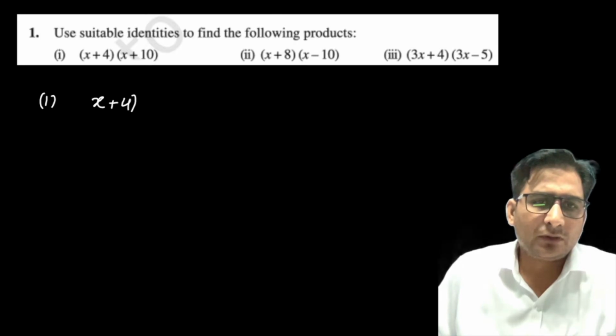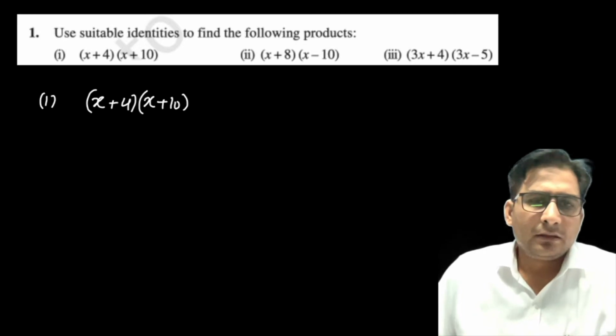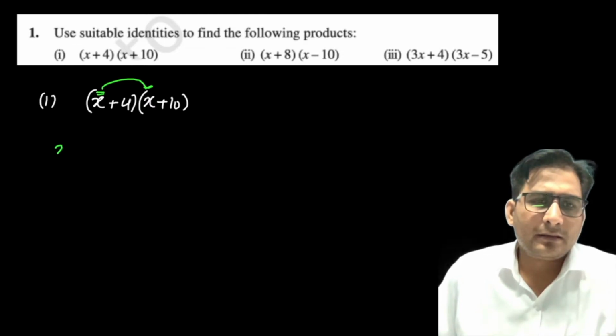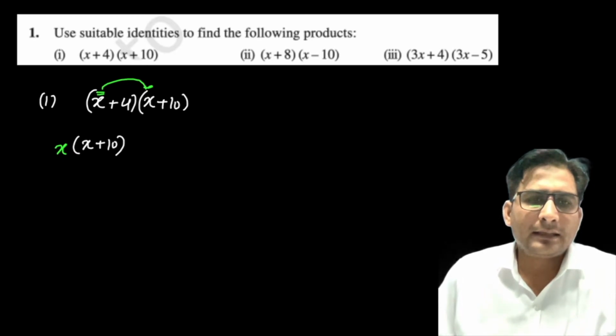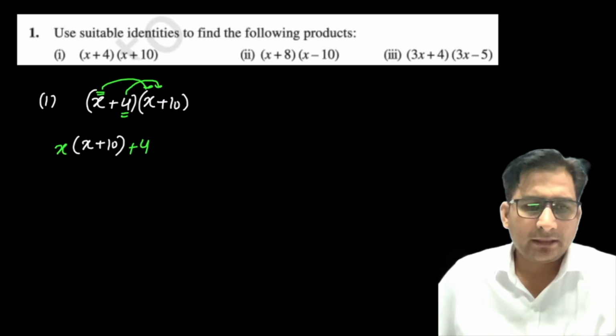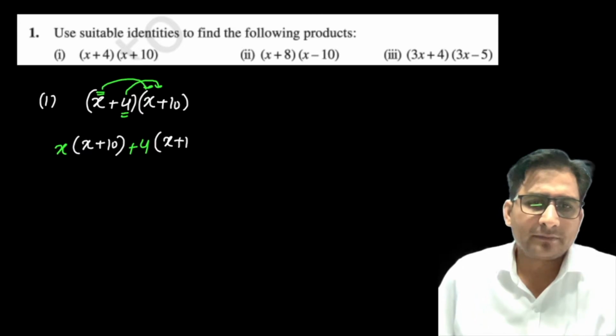The first part is x plus 4, x plus 10. So it can be solved directly. This x can be multiplied with this total bracket, right? So x multiplied with this total bracket can be written as x plus 10 like this. Then in the next step, this 4 multiplied with the total bracket, plus 4 multiplied with the total bracket, can be written as x plus 10 like this.